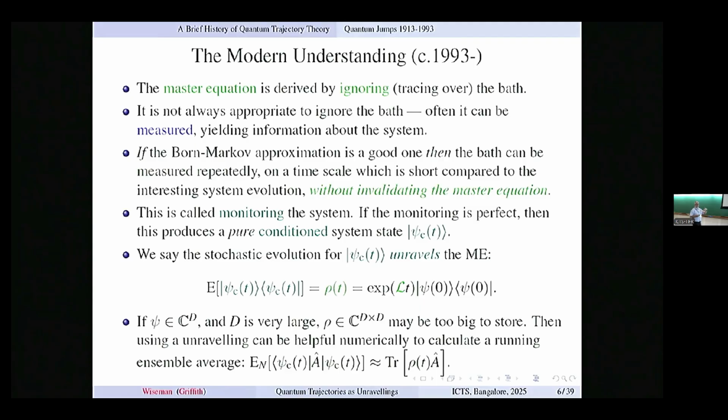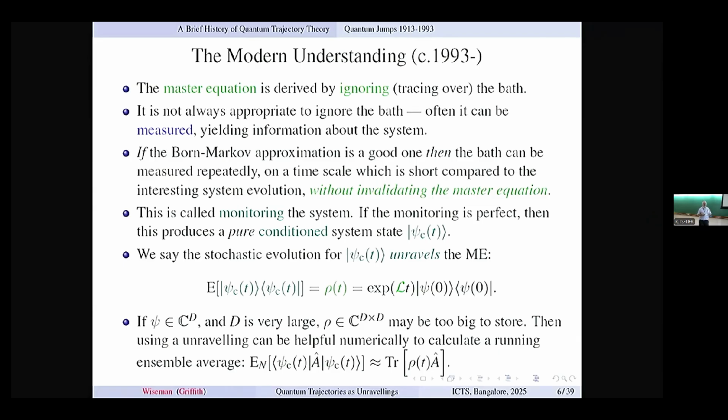And then let's make a jump to the post-1993, roughly, period, where we have a new understanding of what quantum jumps are. And that is that the master equation, as I wrote down on the previous slide, is derived by ignoring the bath, or mathematically tracing over the bath. But this is not always the appropriate thing to do, because it's just ignoring all the information that's in the bath. But often we can get information out of the bath.